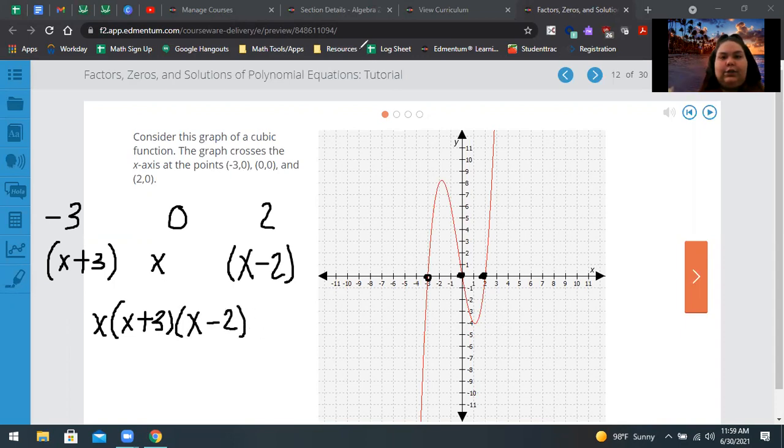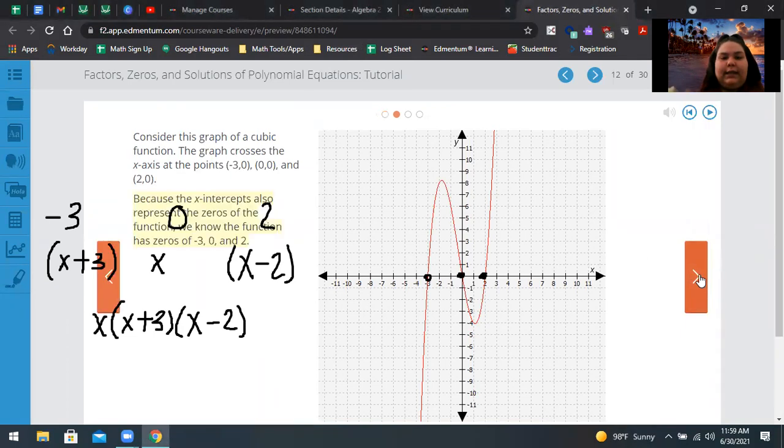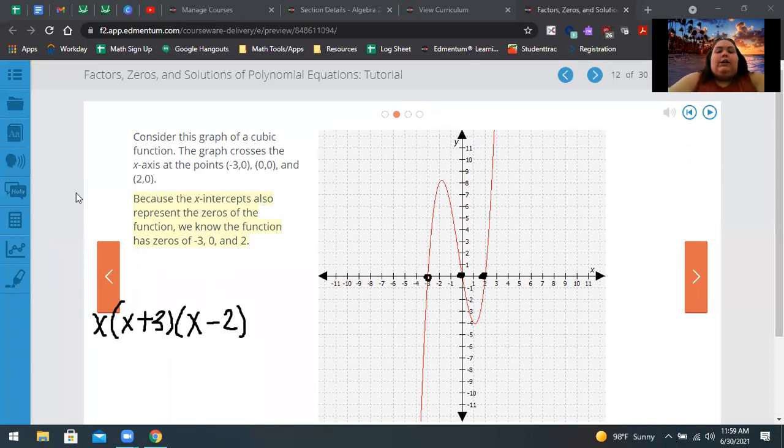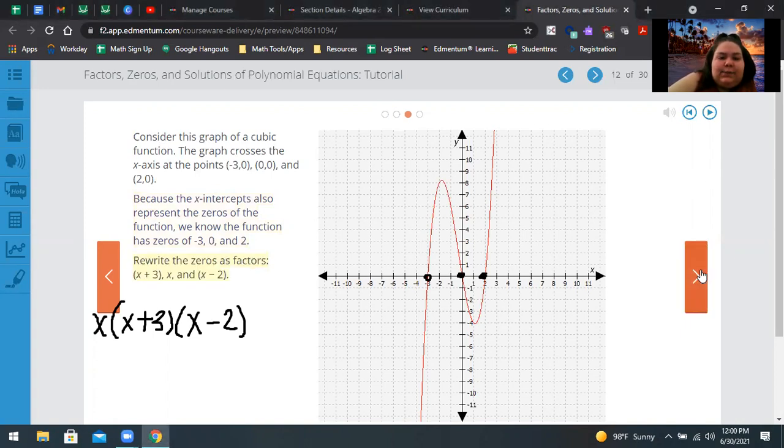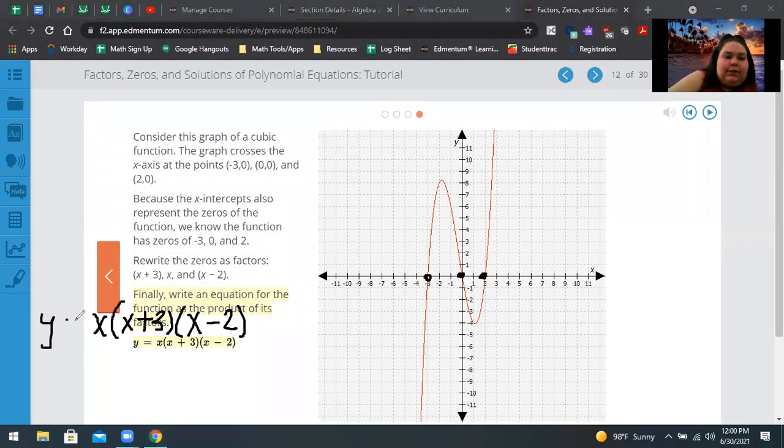Again, you're just working backwards from the information they give you. So let me clean this up so that we can state what they're stating. Because the x-intercepts represent the zeros of the function. So remember, x-intercepts, zeros, roots, solutions, they all represent the same thing. We know that they have the zeros at -3, 0, and 2. So we got that info. Rewrite the zeros as x plus 3, x, and x minus 2, exactly what we did. And that's the equation of it. So I forgot to finish off this equation as y equals x times x plus 3 times x minus 2.